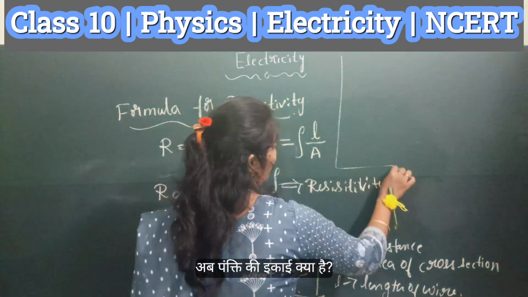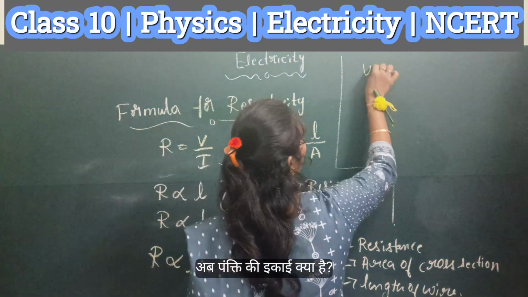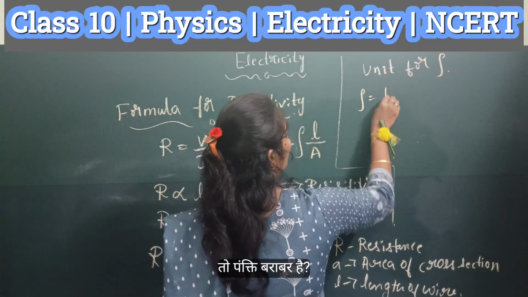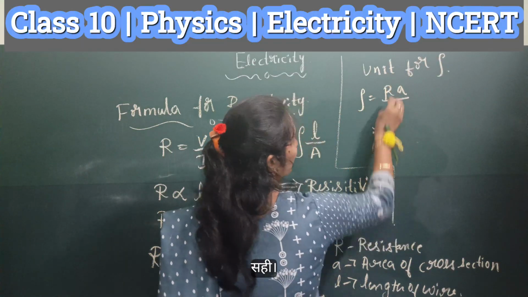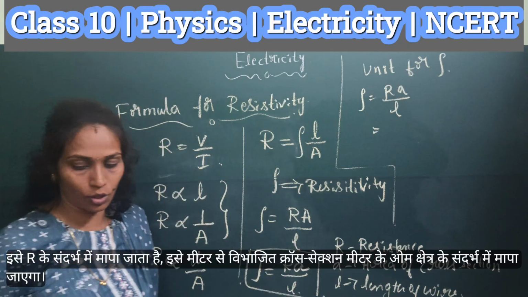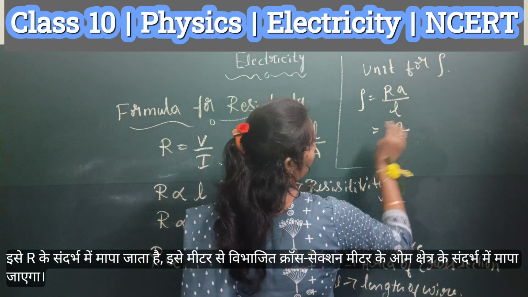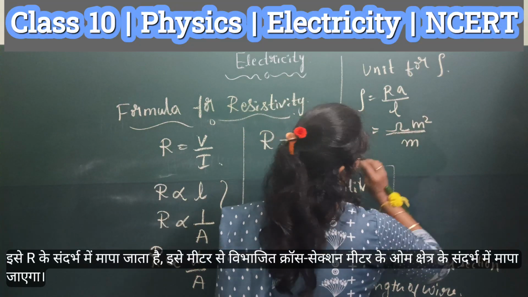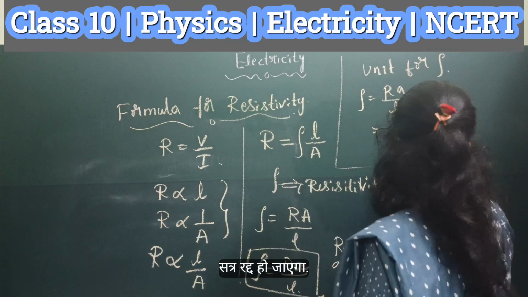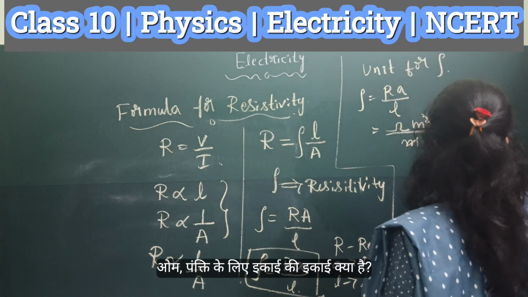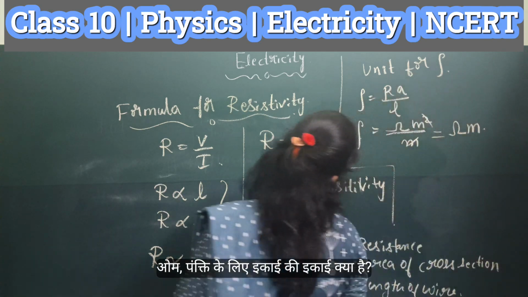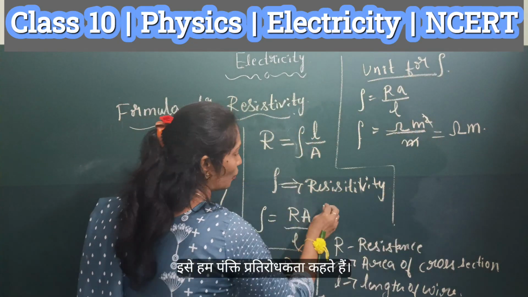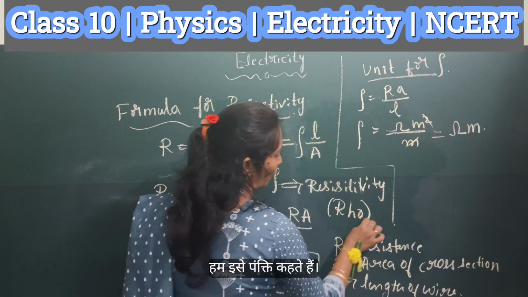Now, what is the unit for rho? Rho is equal to RA by L, correct? R is measured in ohm, and area of cross section in meters squared, divided by meter, so these two terms will get cancelled. Ohm meter. What is the unit for rho? We called it rho, resistivity.